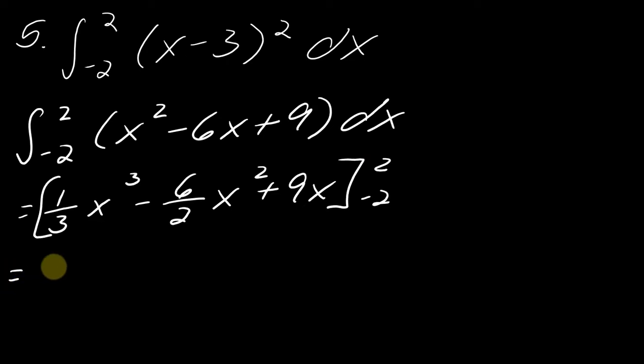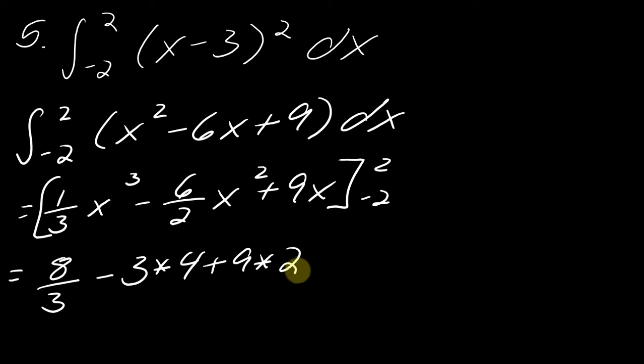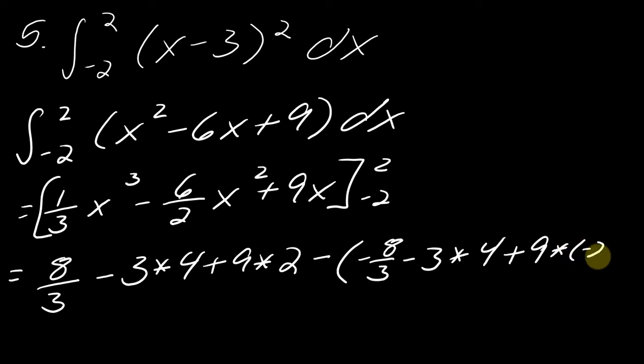So let's see, this will become 8/3 minus 3 times 4 plus 9 times 2, minus, -8/3, let's see, minus 3 times 4 plus 9 times -2.